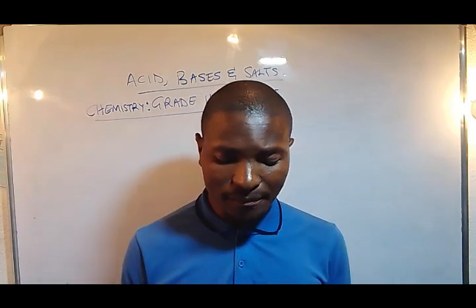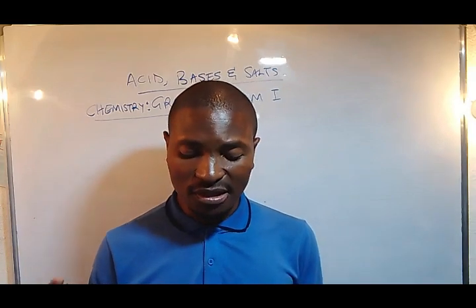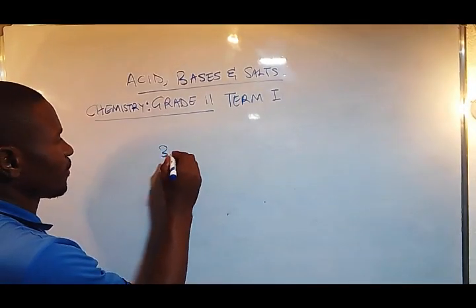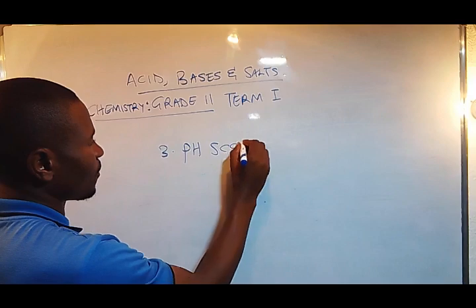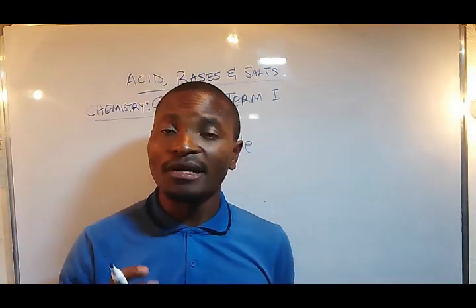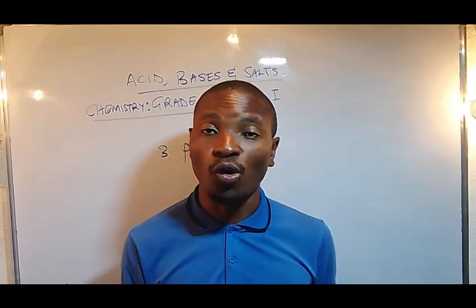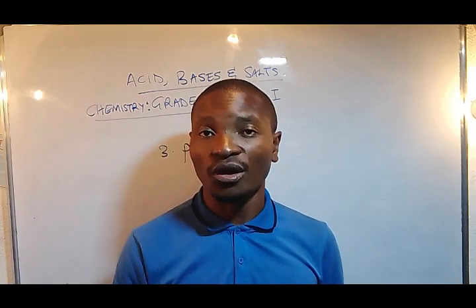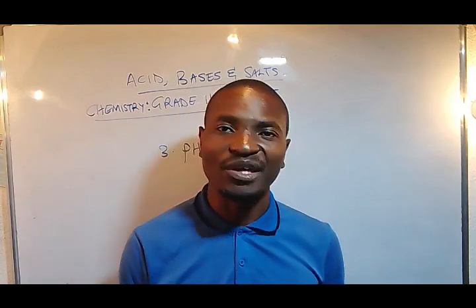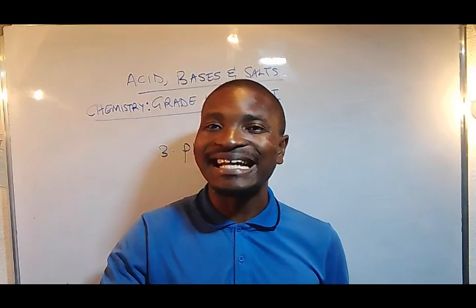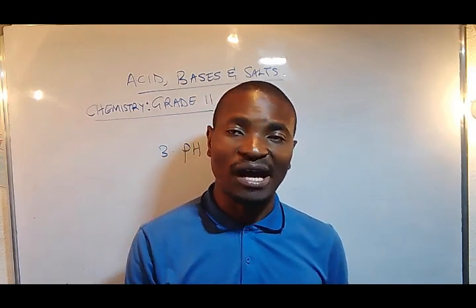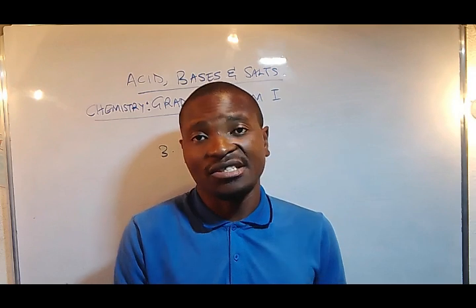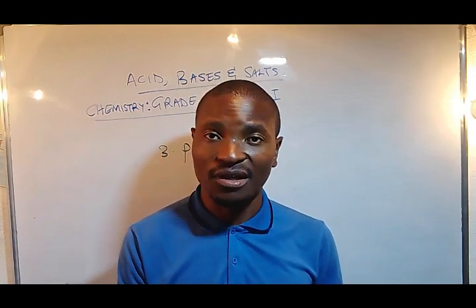Objective number 3 is to describe the pH scale. It is a must for you as a student to understand what a pH scale is. At least you should be able to describe what a pH is all about. What does it entail? When you find out that the pH of this acid is maybe 4, what does that actually translate to, or how do you interpret something like that?